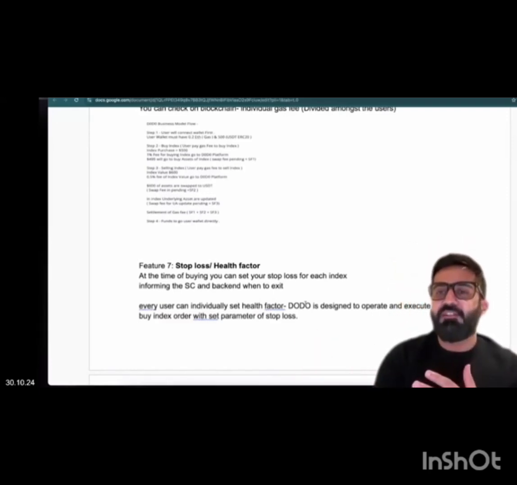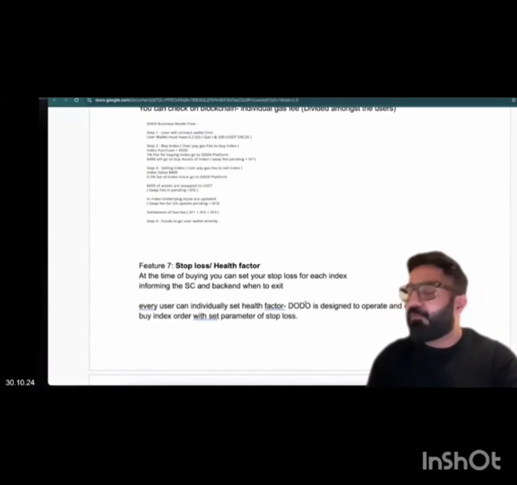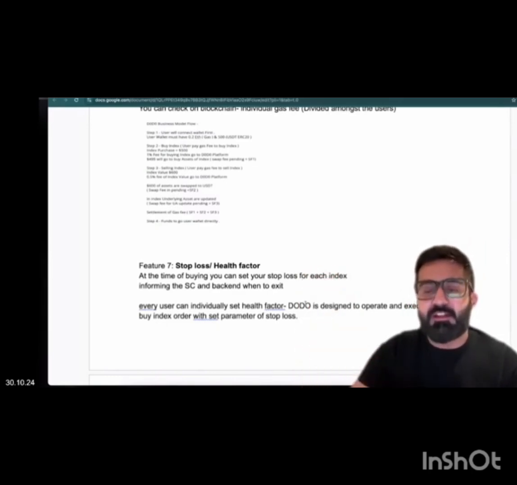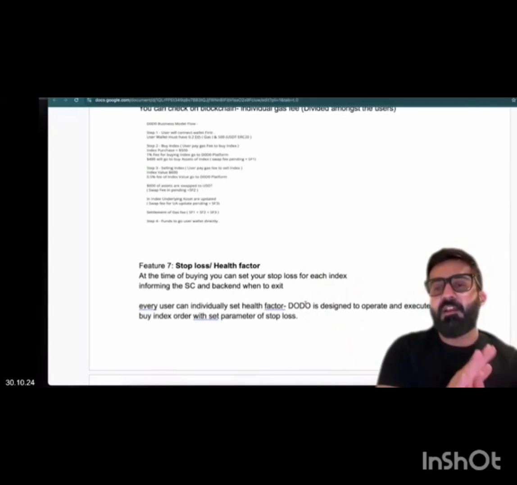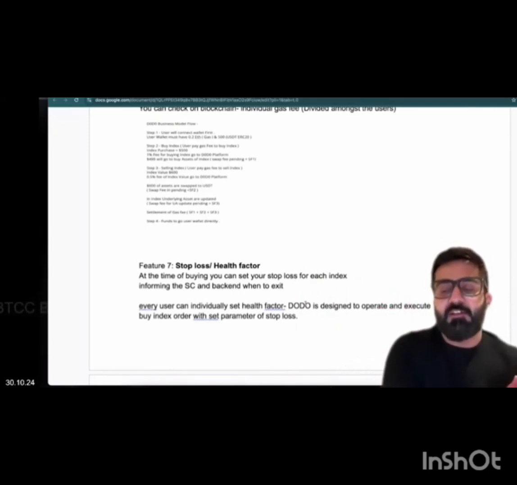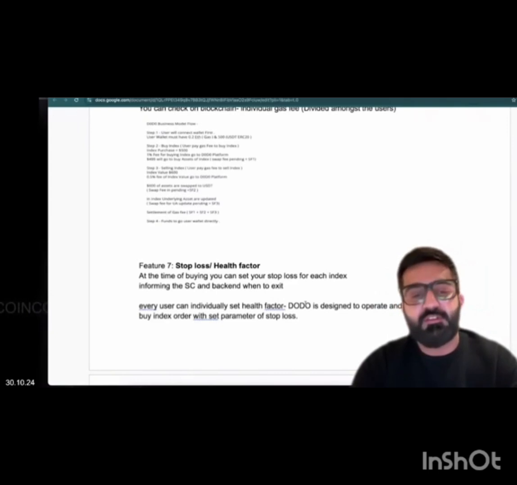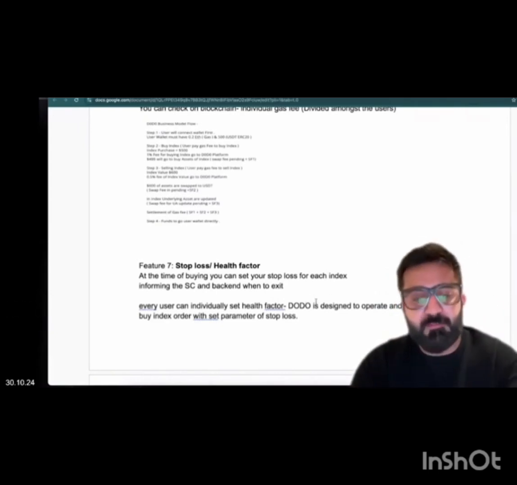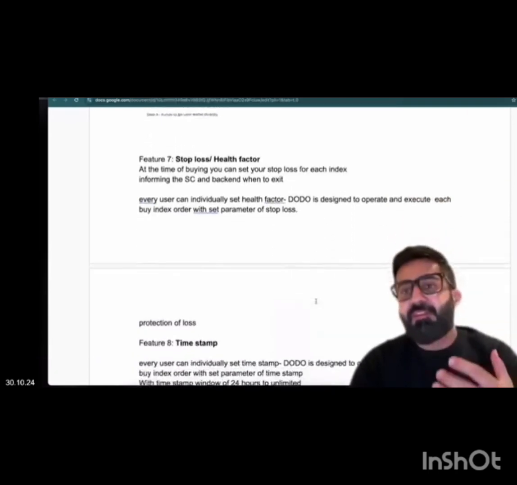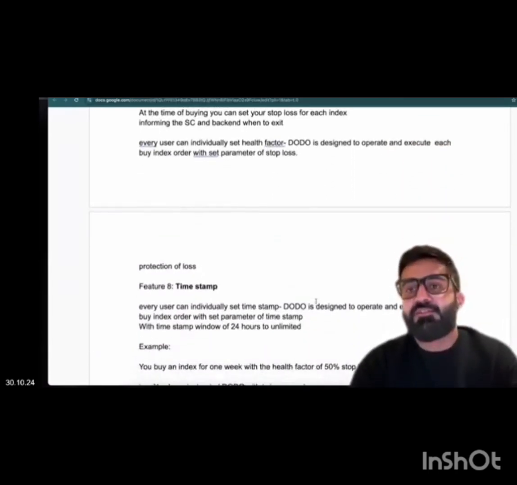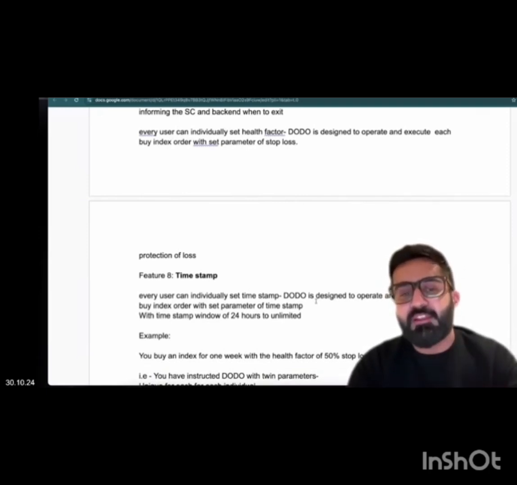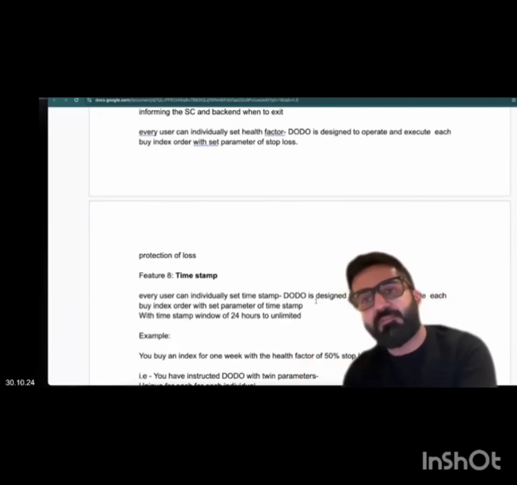So you will be in a comfortable position while holding such a volatile index which is every day going 20-30% up and down, but you have set your stop loss at 50%, so that even when it crosses 50, it is automatically sold. So this is the health factor that will be available to the users while buying the index. Okay, we have more than that. We have a timestamp also. You can set your particular time, ranging from 24 hours to unlimited, while buying the index.